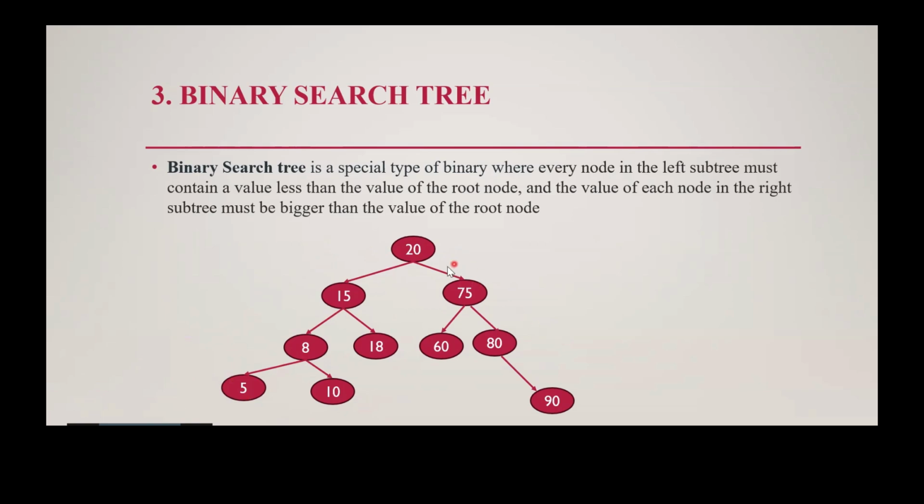Now move to the right subtree. So this is the right subtree. Now come to the 75. 75 is greater than 20. If we make 75 the root, then this is the right subtree. So the right subtree values 80 and 90 are greater than 75. The left subtree value is 60, and 60 is less than 75. So it satisfies the condition. Now move to this one. If we make 80 the root node, then 90 is the right subtree, and the right subtree has a greater value than the root. So all the nodes in this data structure satisfy the condition of a binary search tree. So this is a binary search tree.